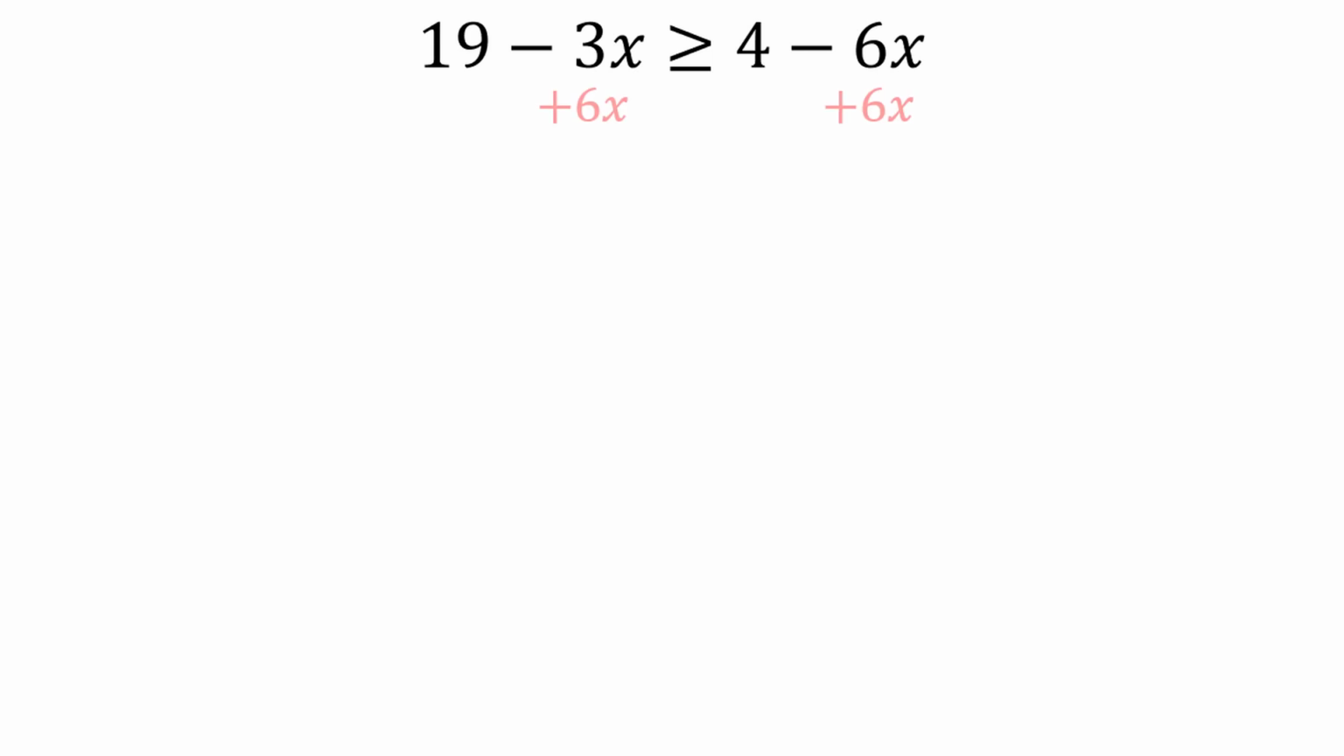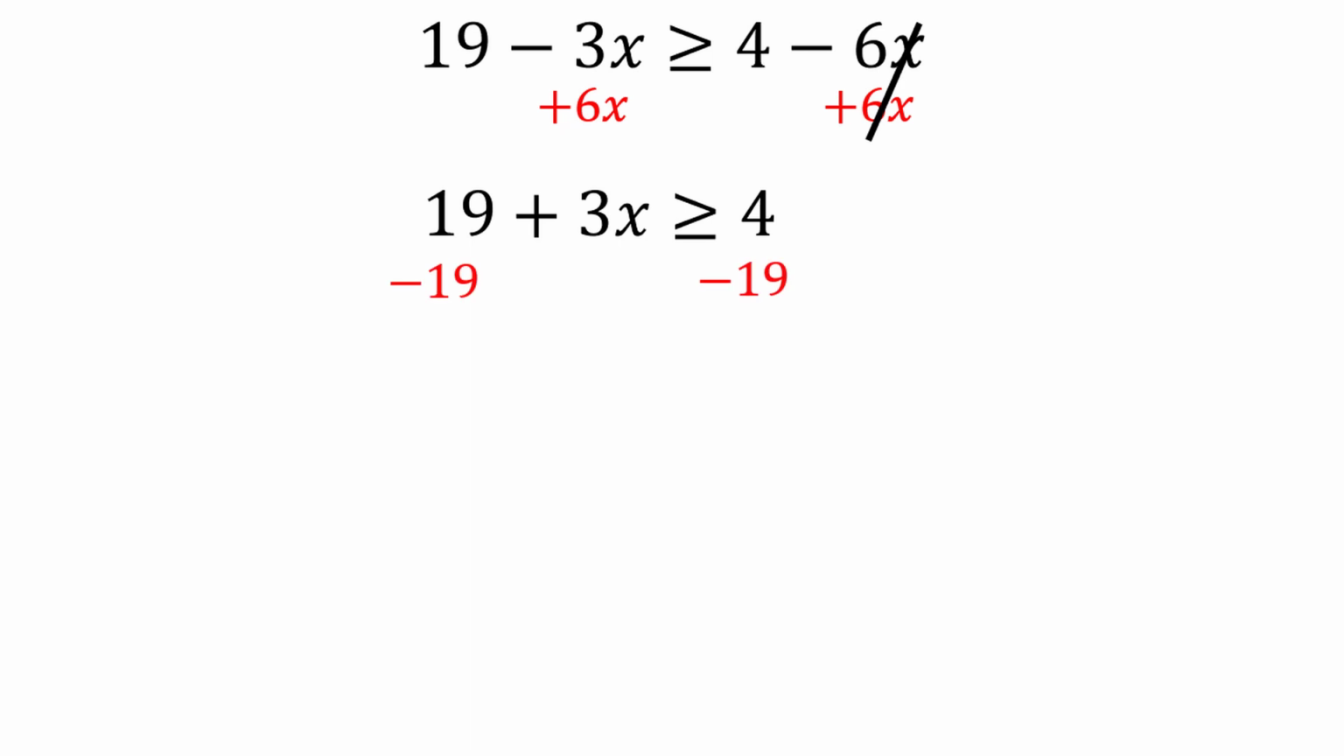So I will add 6x to both sides of the inequality to cancel the 6x on the right-hand side. This leaves me with 19 plus 3x is greater than or equal to 4. Next, I can subtract 19 from both sides to cancel the 19 on the left-hand side of the inequality. This leaves me with 3x is greater than or equal to negative 15.